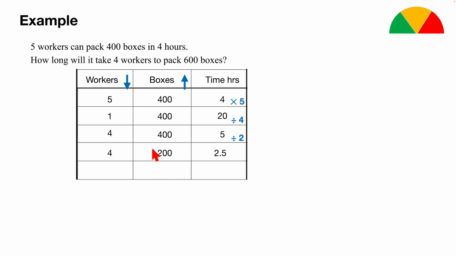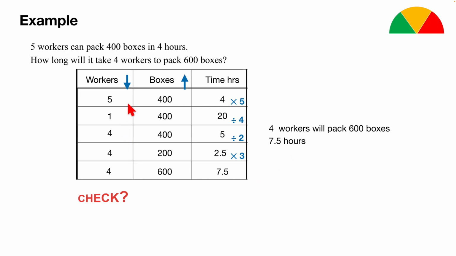And now my boxes, I'm going to treble from 200 to 600, which means the time will treble, times 3, 7.5 hours, still with 4 workers. So 4 workers packing 600 boxes will take 7.5 hours. Let's have a look at that check.